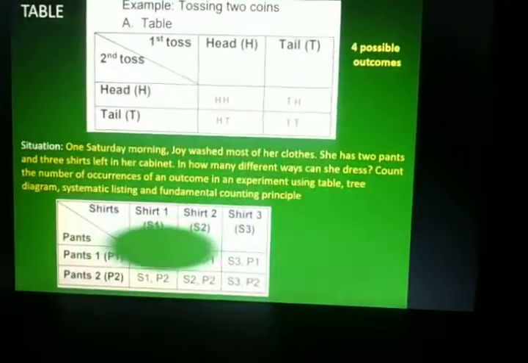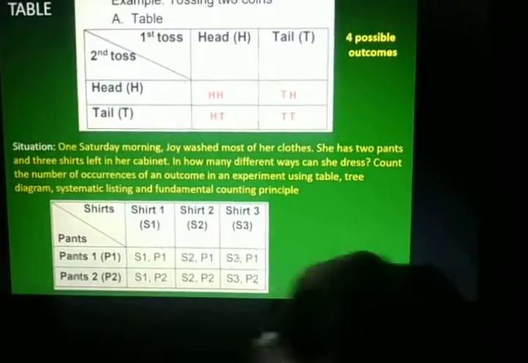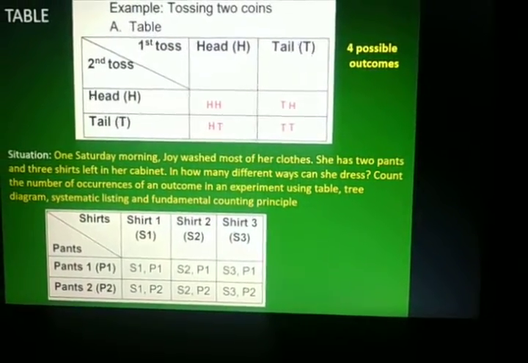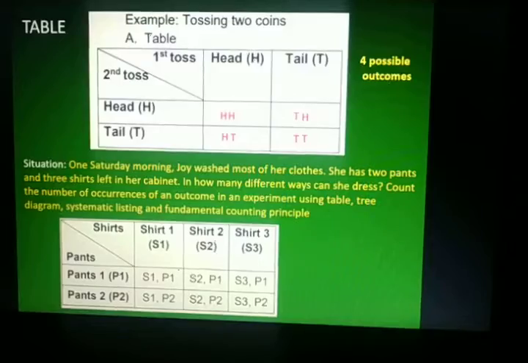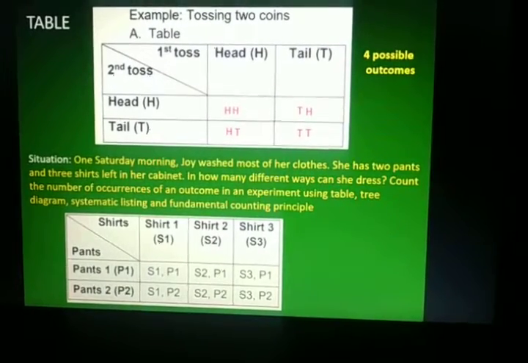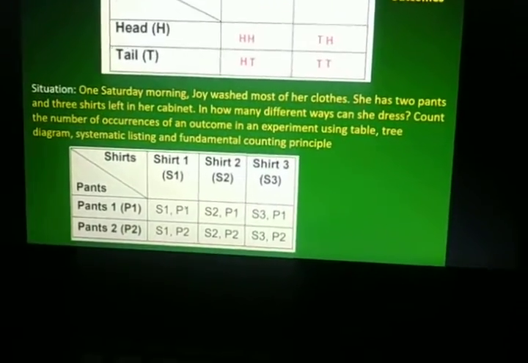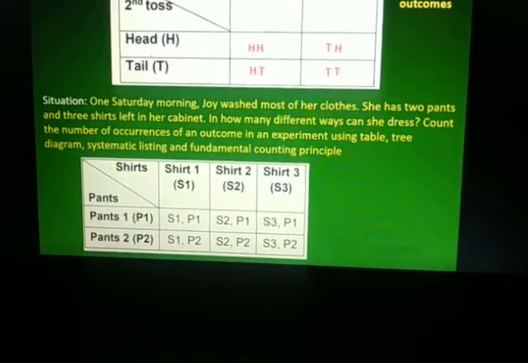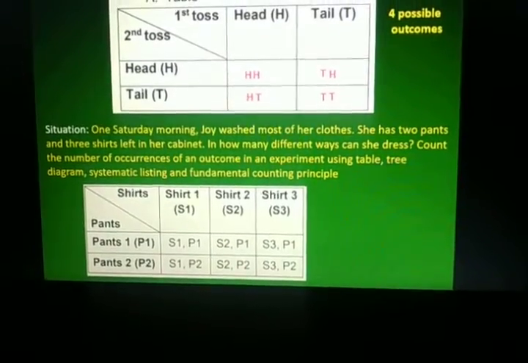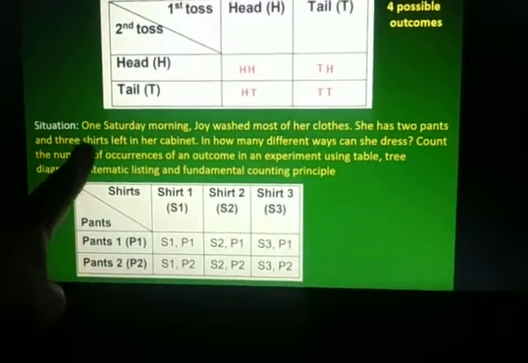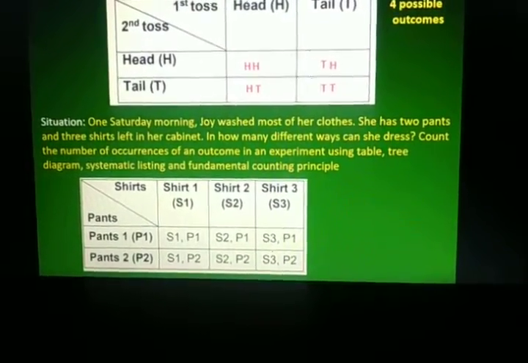Okay, second situation. There. One Saturday morning, Joy washed most of her clothes. She has 2 pants. May 2 siya kadlargo and 3 shirts left in her cabinet. So, okay. In how many different ways can she dress? Count the number of occurrences of an outcome in an experiment using table, tree diagram, systematic listing, and fundamental counting principle. So, we will use first the table. The data given was that si Joy nagpanglaba napanglabahan niya ni Ibayo. Nabili na lang siya cabinet is 2 pants, 2 ka de largo, kag 3 ka shirts. So, i-combine ta na how many are the possible outcomes or nga makabayo si Joy.